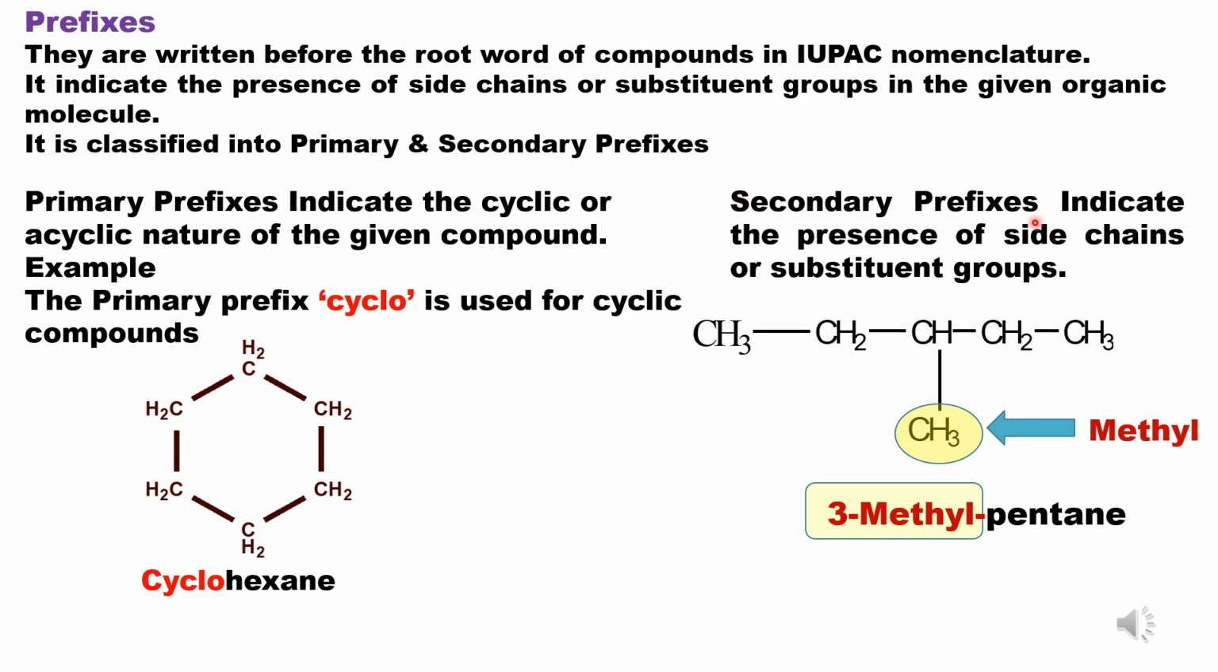Next category is secondary prefix, which indicates the presence of a side chain or substituent group. So here you can see the structure of 3-methyl pentane. In 3-methyl pentane, the methyl group is present as a side substituent group, which is indicated by the yellow color.